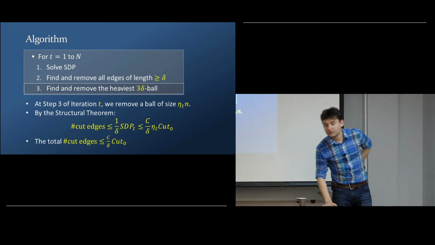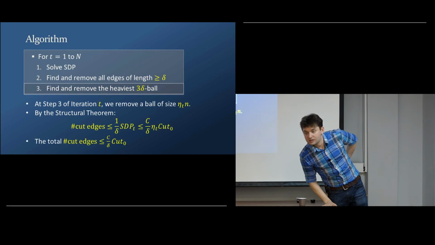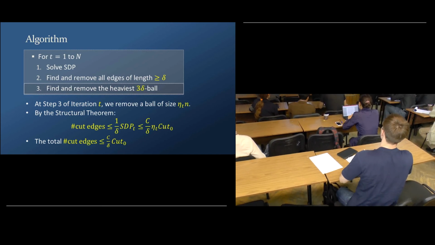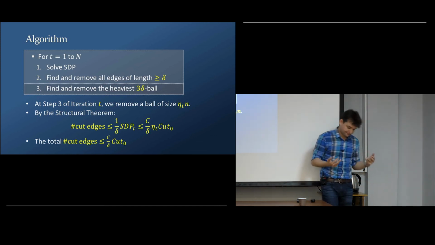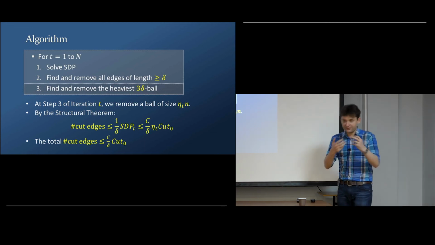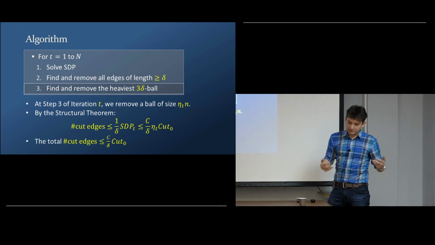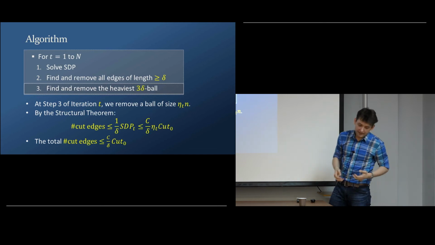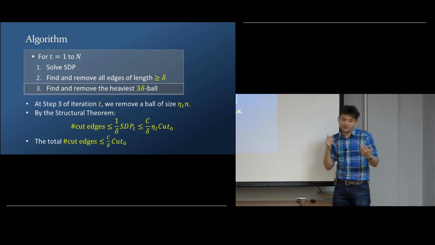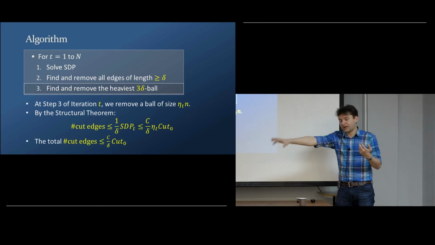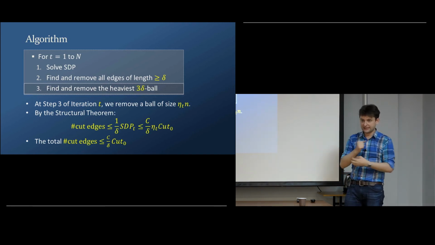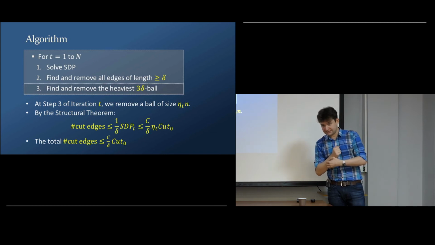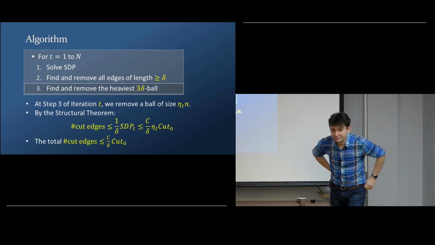Could you please explain why the optimal solution is larger than the SDP? Why is the SDP smaller than the optimal solution? Right, good. Because if we have an optimal solution, then we can always define an SDP solution that just puts +1 to one side and -1 to vertices on the other side. But there are some additional constraints on the SDP. But it would be good, right.